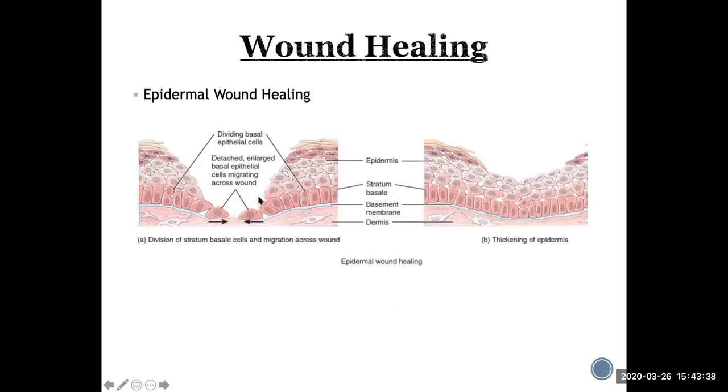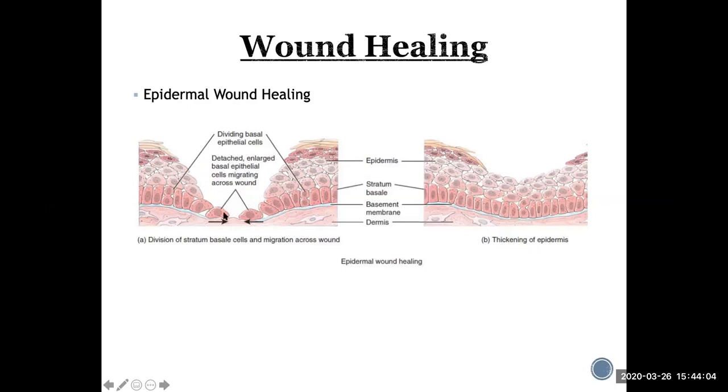In epidermal or shallow wound healing, it happens a little bit differently, because your epidermis, being an epithelial tissue, is avascular. There are no blood vessels in your epidermis. So if you only scratch your epidermis, usually in the form of an abrasion, you just scrape some of those surface cells away.